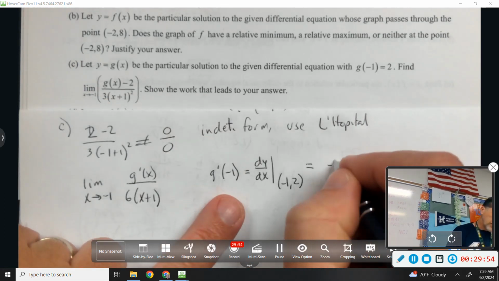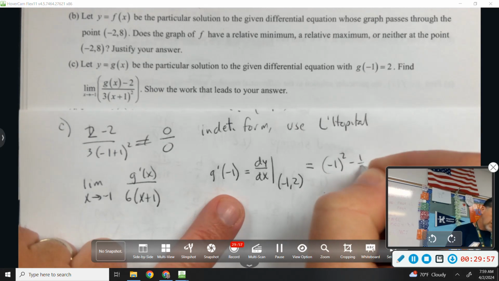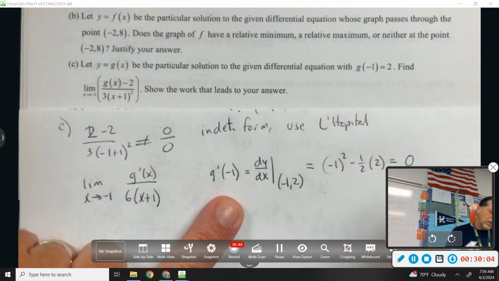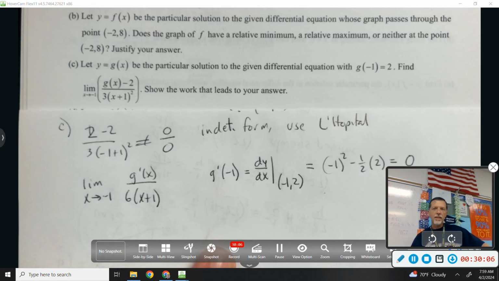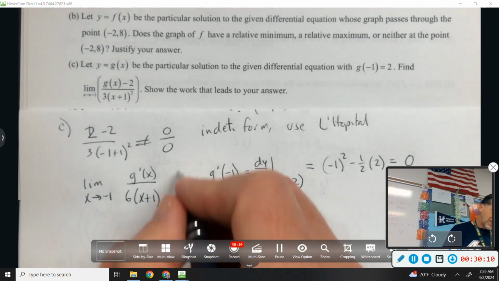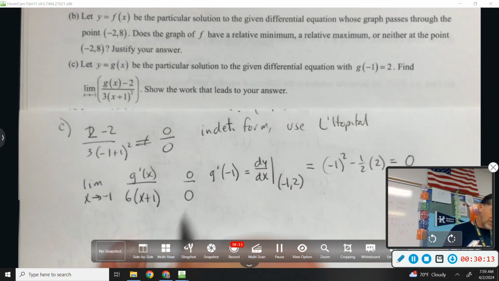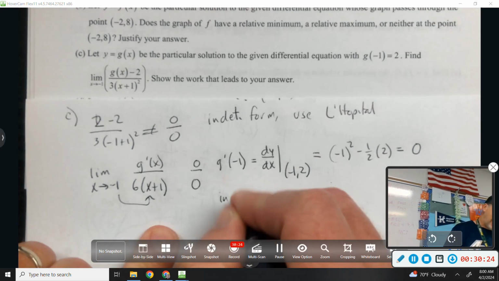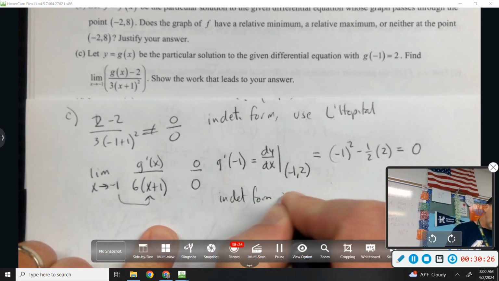Let's see. (-1) squared minus 1/2 of y. So that would be 1 minus 1, which is 0. Uh-oh. The bottom is also going to be 0, because if I plug in negative 1 there, do it again. Indeterminate form. Therefore, use L'Hopital's.